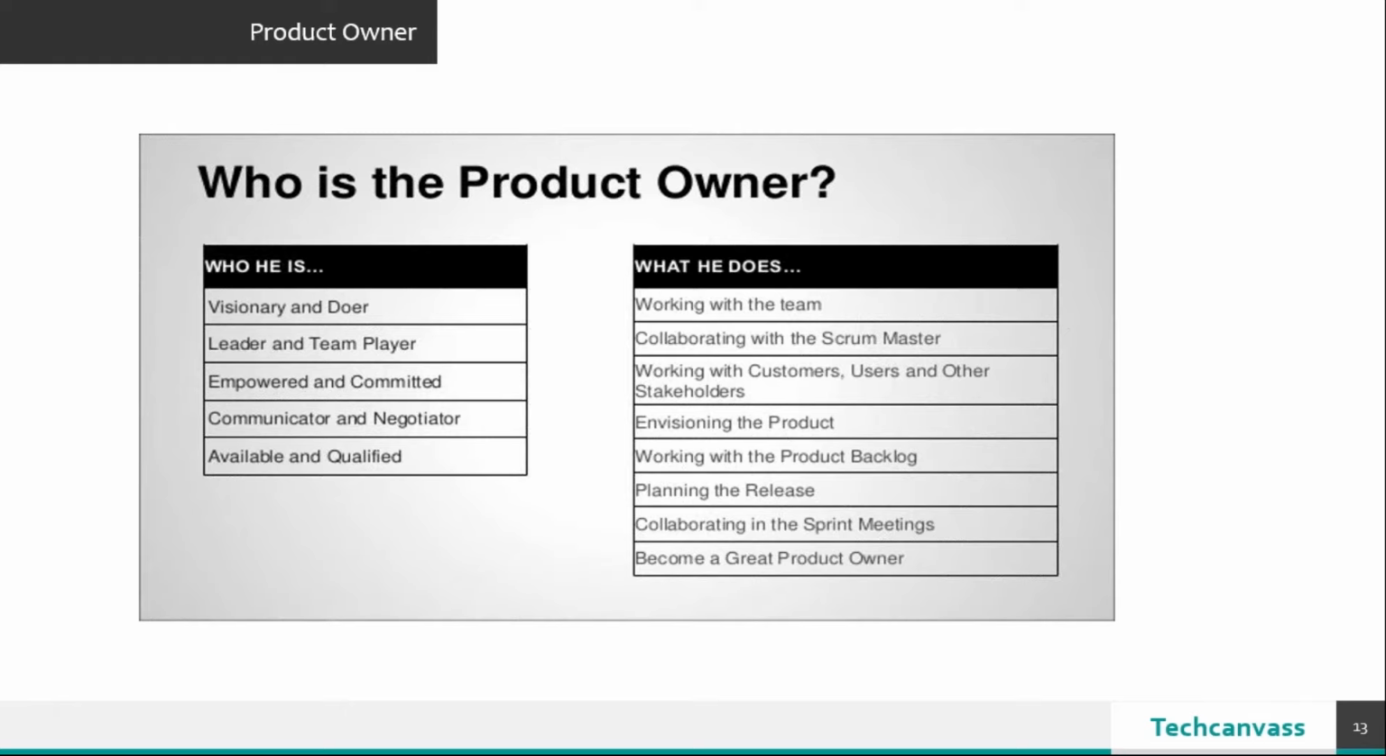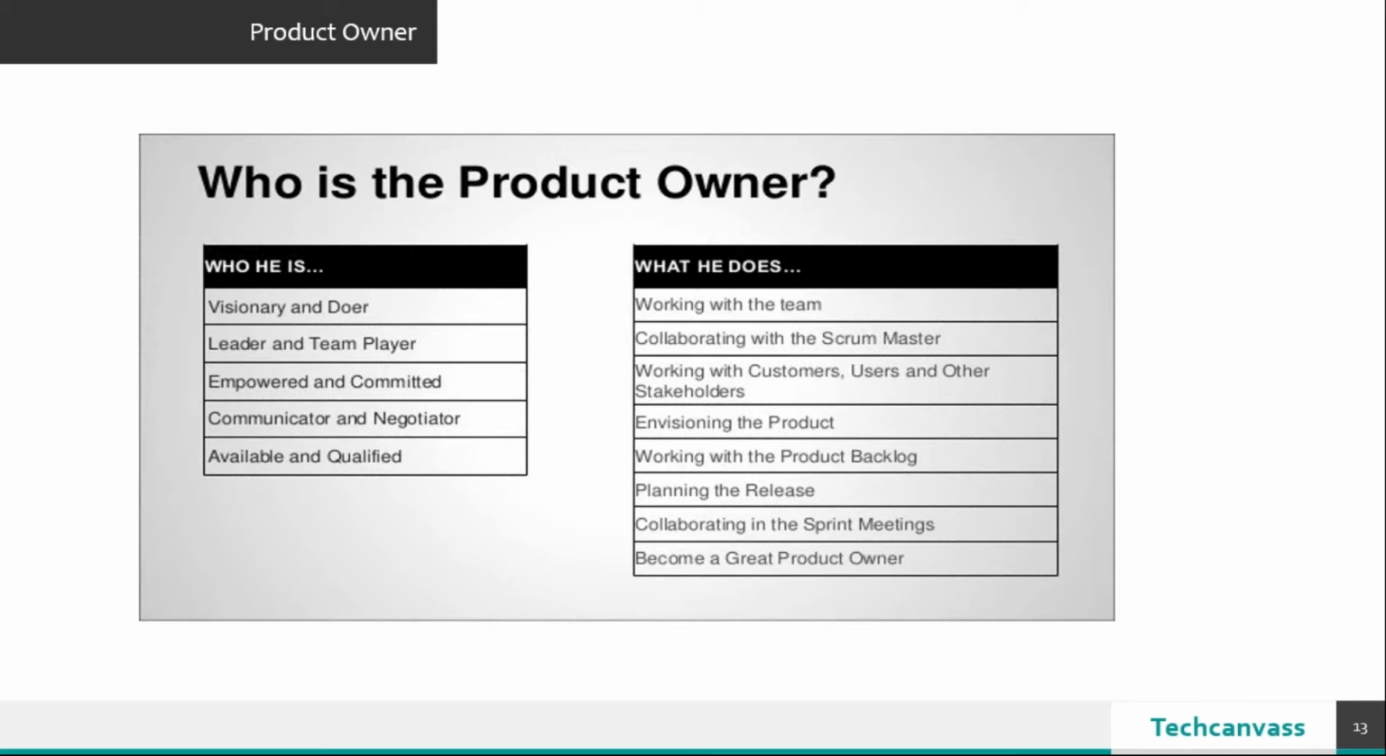Probably not only is he collaborating with the scrum master, but he might collaborate with the entire team. If you're in a good relationship with a product owner, you can always have an informal meeting with the product owner just to demonstrate a small feature and get quick feedback. So that kind of collaboration is very important.